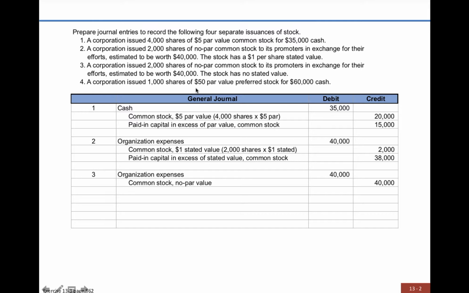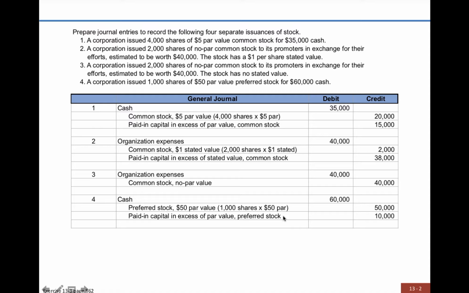Finally, a corporation issued 1,000 shares of $50 par value preferred stock for $60,000 cash. So it's going to be very similar, but of course we're not going to be talking about common stock. We're going to be talking about preferred stock. So we've got cash coming in at $60,000, and then 50 times 1,000, or $50,000 worth of preferred stock, and then paid-in capital in excess of par, this time with preferred being the category, and that balances this out.